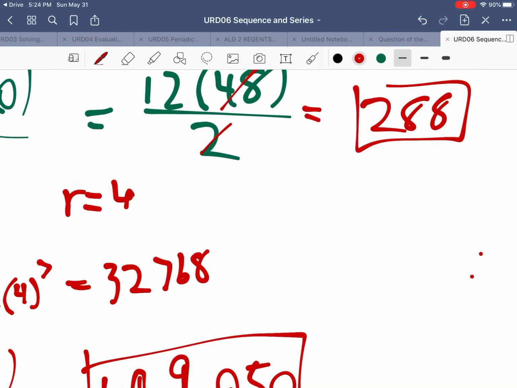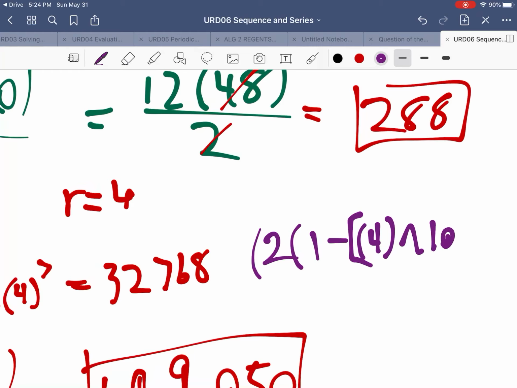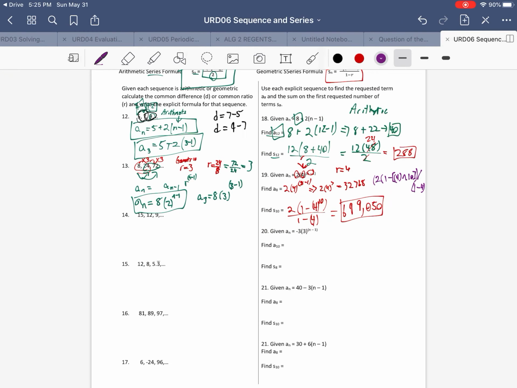So you just have to enter this into a calculator carefully and correctly. In my calculator, it looks like this when I wrote it in. On my calculator, I wrote it like this: 2, then a parenthesis, 1 minus 4 with its own parenthesis to the power of 10, close the parenthesis, divided by, and in its own parenthesis, 1 minus 4. And that's what gave me this answer.